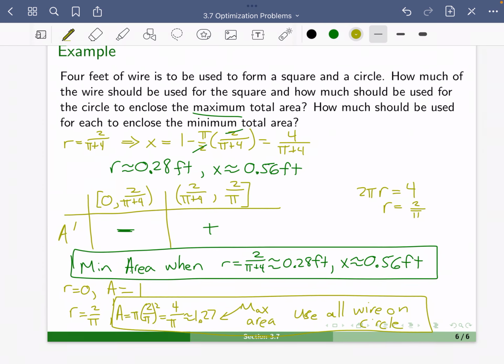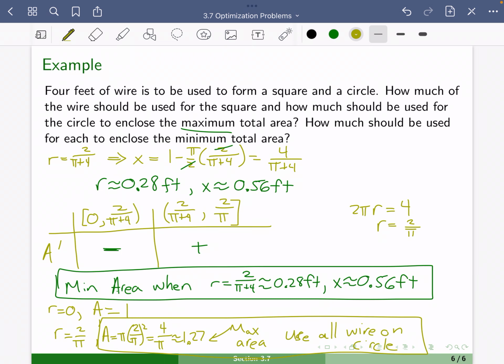Perfect. That is optimization, and that is it for Chapter 3. We will see you in our next videos when we look at trying to reverse everything that we've talked about. So if we start with a derivative, how do we go backwards and try to recover the function that it came from? So we will see you in our next videos.